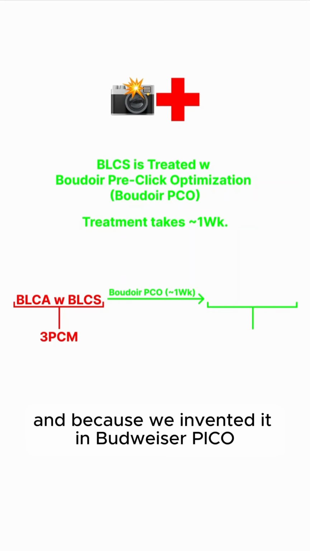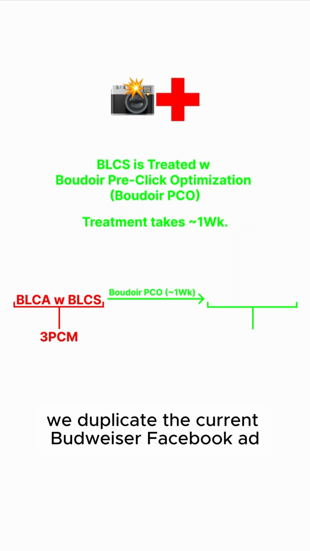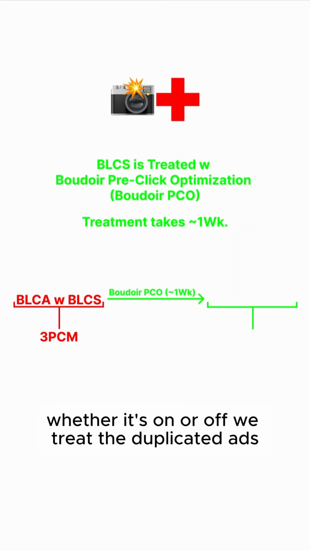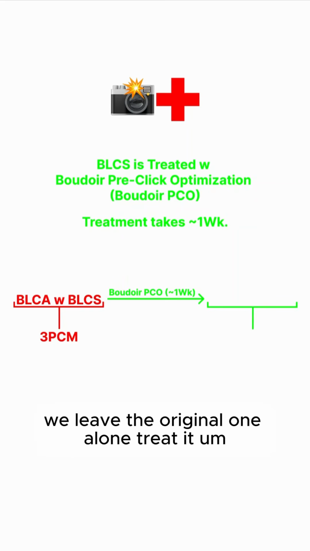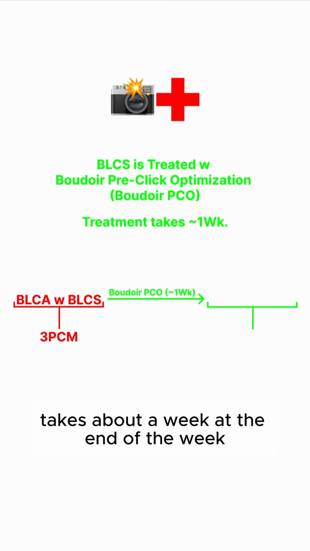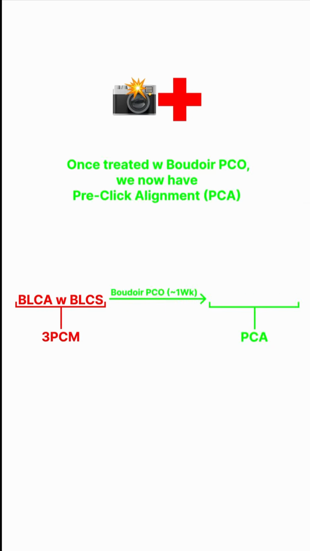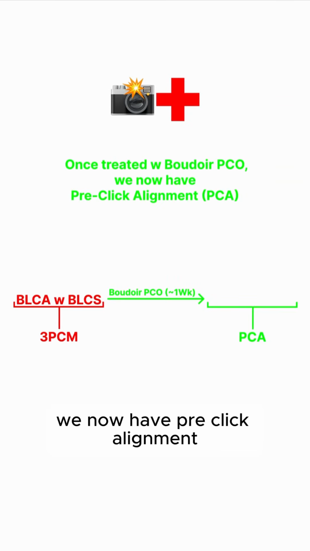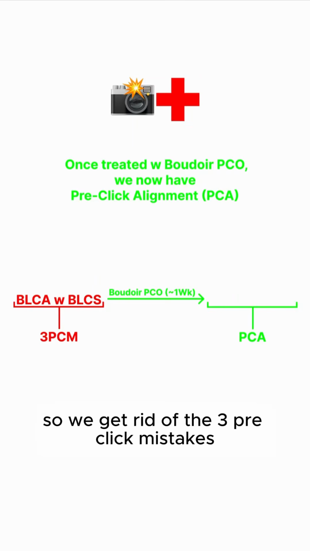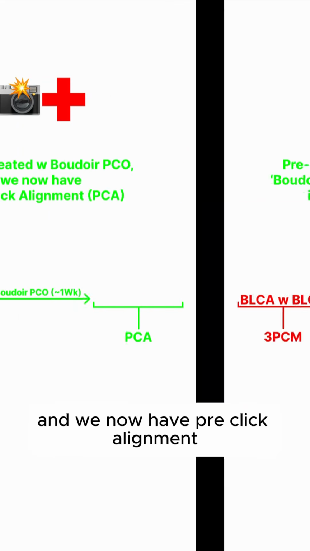In Boudoir Pico, we duplicate the current Boudoir Facebook ad, whether it's on or off. We treat the duplicated ad, so we leave the original one alone. Treat it, takes about a week. At the end of the week, we keep whichever one rolling has the better metrics. Now, once treated with Boudoir Pico, we have pre-click alignment. So we get rid of the 3 pre-click mistakes, and we now have pre-click alignment.